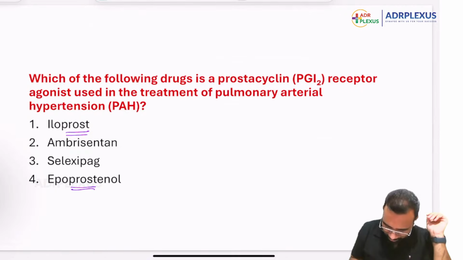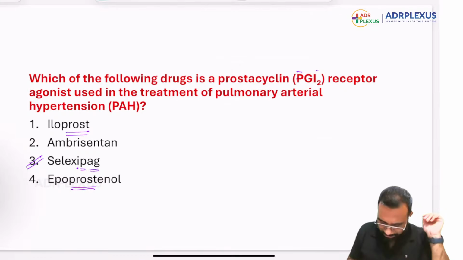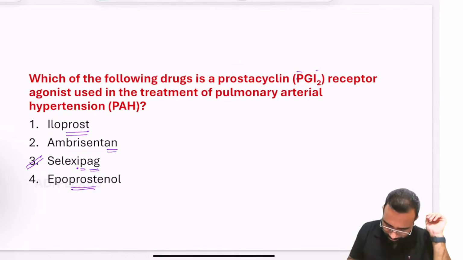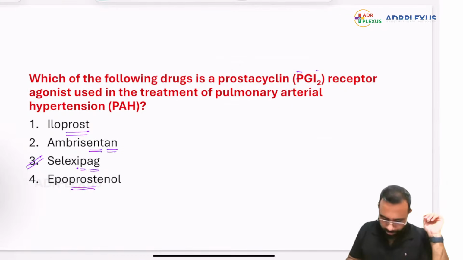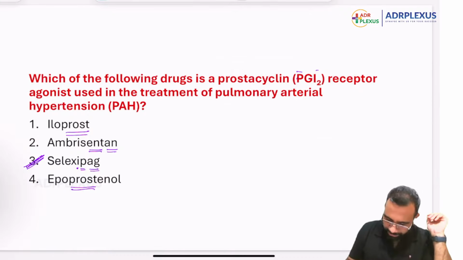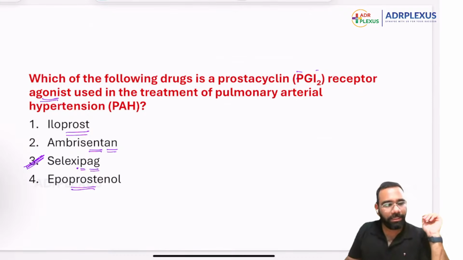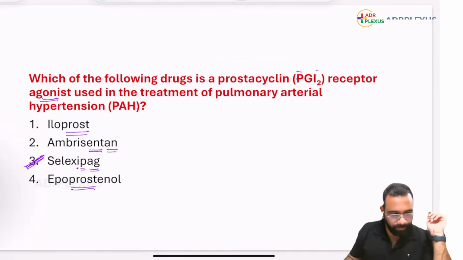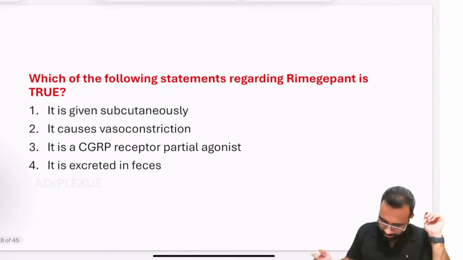You can see the name here: IP agonist, prostacyclin, that is prostaglandin I receptor agonist. This one is an antagonist, an endothelin antagonist. That's all. So this is the prostacyclin receptor agonist. That's all about this one. Now come to the next one.